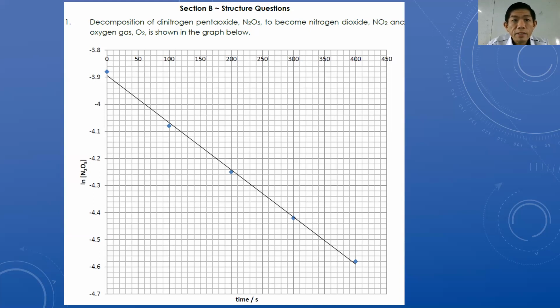Okay, so let's have a look at the questions given. Number one, decomposition of dinitrogen pentoxide N2O5 to become nitrogen dioxide NO2 and oxygen gas O2 is shown in the graph below. So this is the graph of log concentration against time.